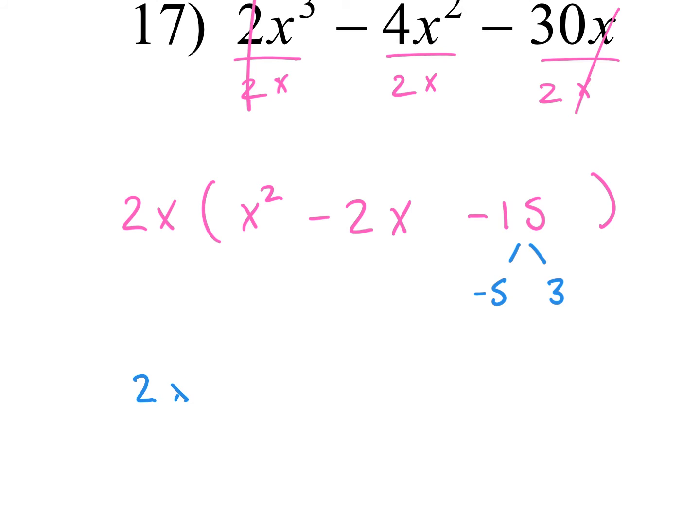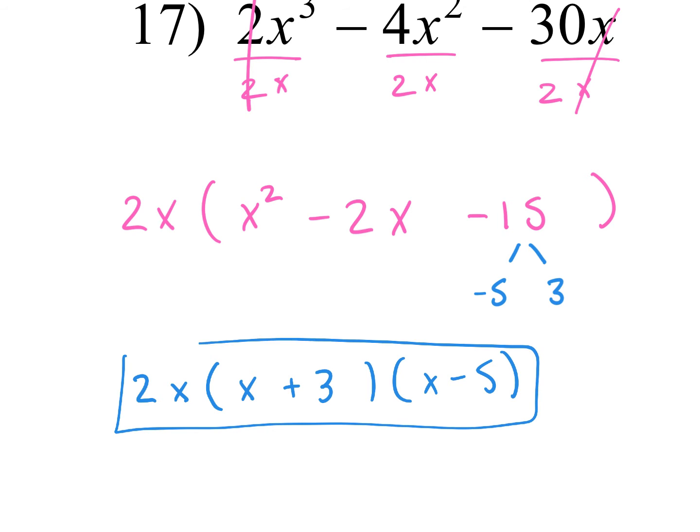So the 2x just stays on the outside, and what goes into my parentheses? X plus 3 and x minus 5. Awesome. Any questions here?